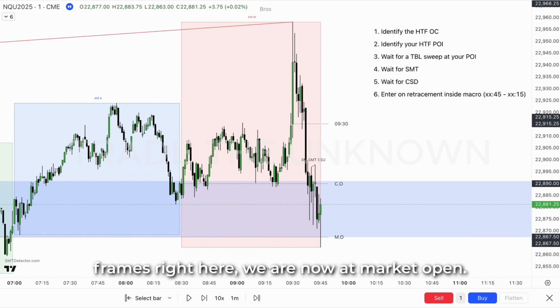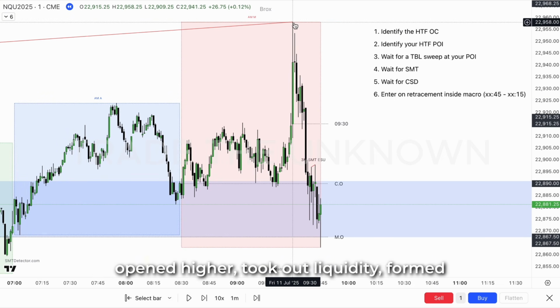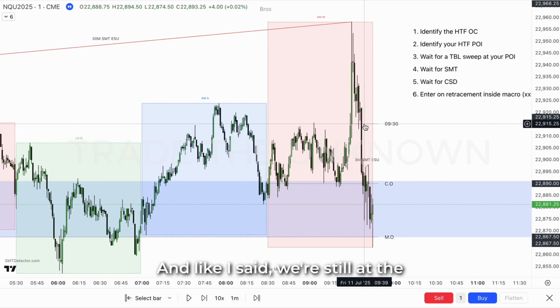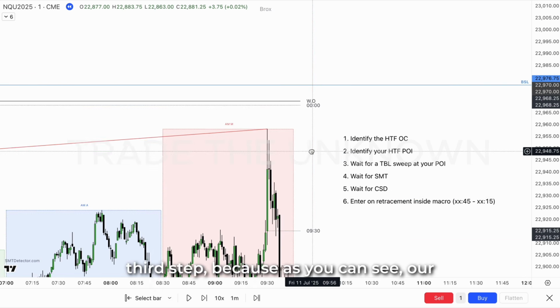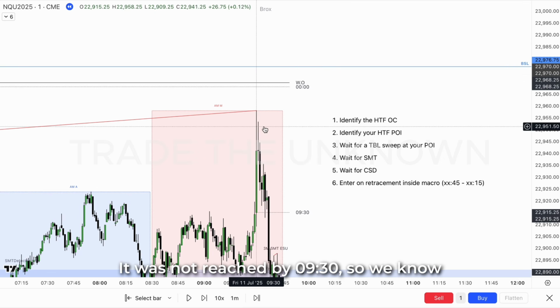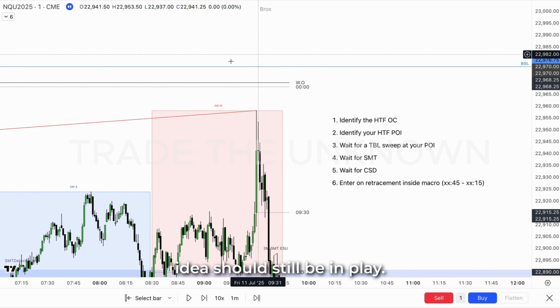So on the lower time frames right here, we are now at market open. You can see market opened higher, took out liquidity, formed a 30-minute SMT. And like I said, we're still at the third step because, as you can see, our buy side is still up here that we marked out before. It was not reached by 9:30, so we know that the higher time frame idea should still be in play.